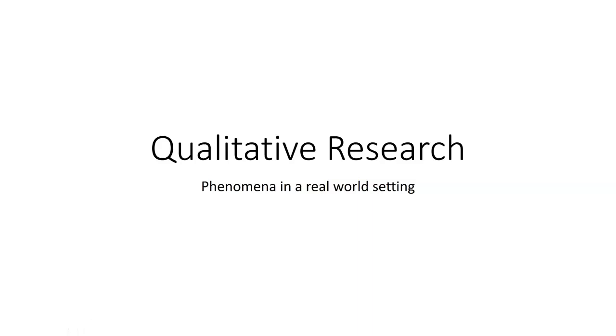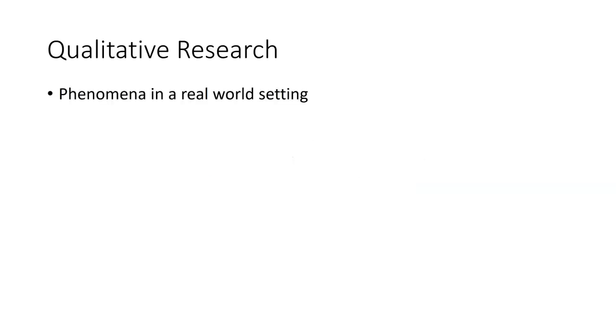Qualitative research, phenomena in a real-world setting. Look at the word. Qualitative means quality, not quantity, not numerical things, but it's a qualitative format of research. In qualitative research, we're dealing with phenomena in a real-world setting. So you're looking at how things are really going on around you, and you're evaluating that without necessarily setting up a scenario, but rather you're evaluating or investigating the real world around you.